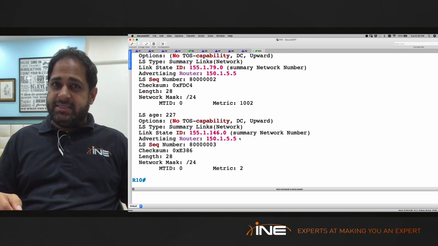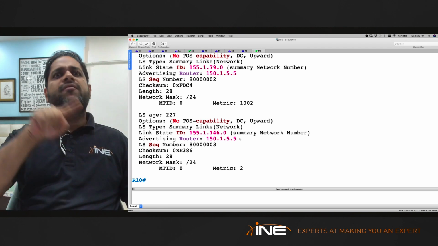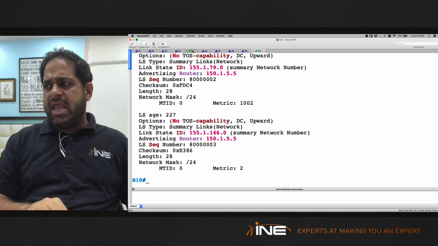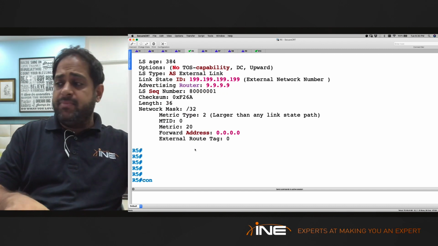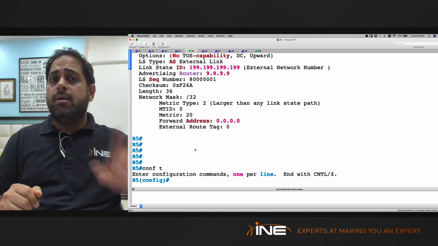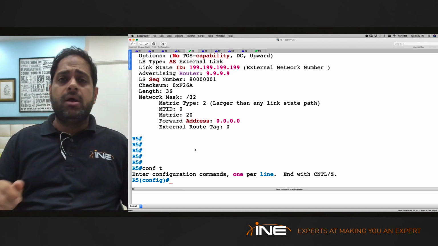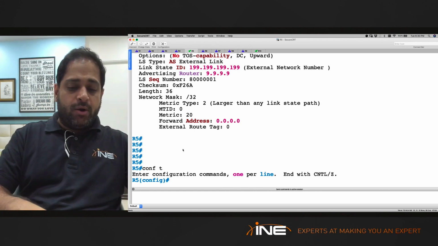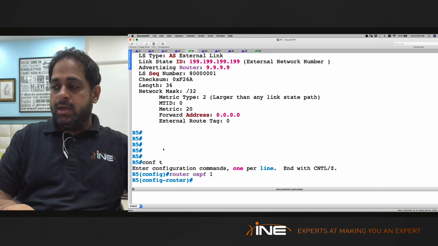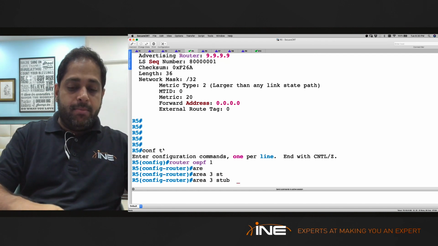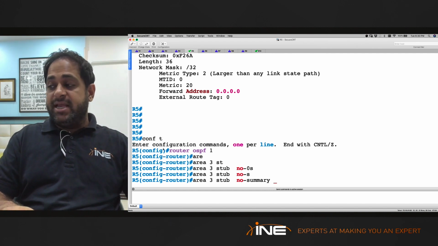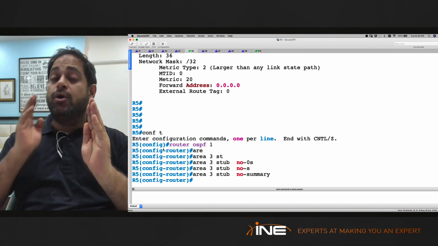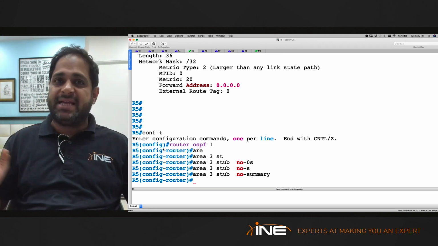Now to configure Totally Stub, what you should do is configure stub first, configure all the routers in the area as stub, and then go to the ABR, which is R5, and tell him that besides blocking 5 and 4 because of stub, also block LSA 3. So for that, all I would do is go to router ospf 1 and say area 3 stub no-summary. Once I say no-summary, what you're effectively telling R5 is to block 5 and 4 and also block summary LSAs. So don't send summary LSAs.